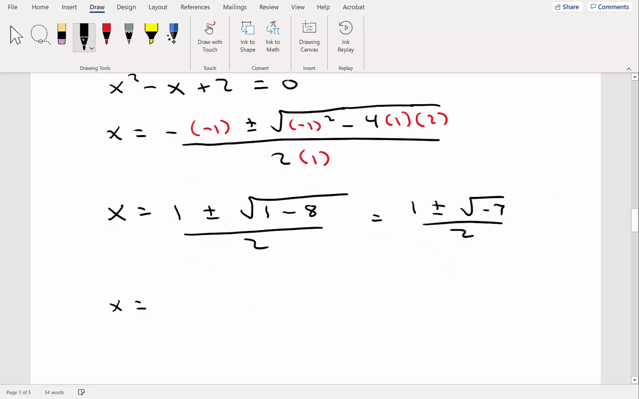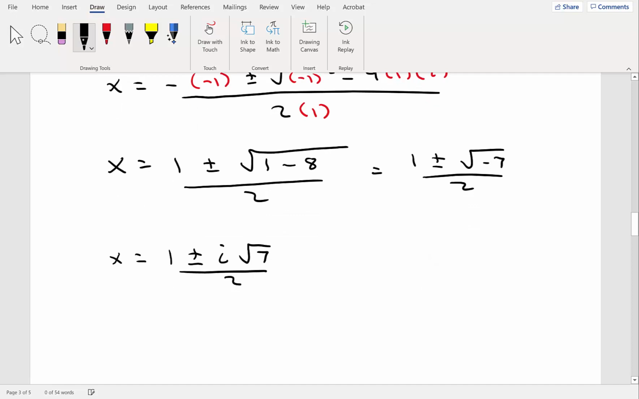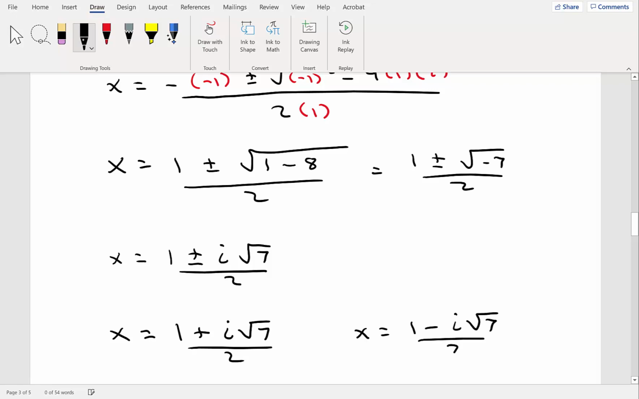And now since I have a negative inside of my square root, I need to simplify that by taking out an i. So I have 1 plus or minus i times the square root of 7 all over 2. And now this is the furthest I can simplify it. Let's just go ahead and split up our answers. We have x equal to 1 plus i times the square root of 7 over 2, and x equal to 1 minus i times the square root of 7 over 2.